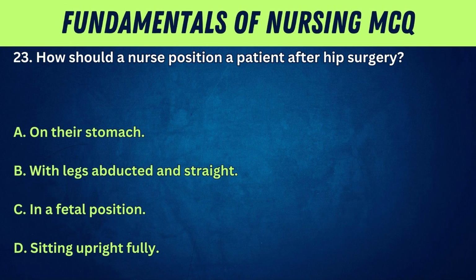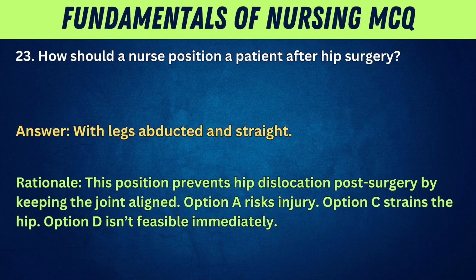23. How should a nurse position a patient after hip surgery? A. On their stomach. B. With legs abducted and straight. C. In a fetal position. D. Sitting upright fully. Answer: with legs abducted and straight.